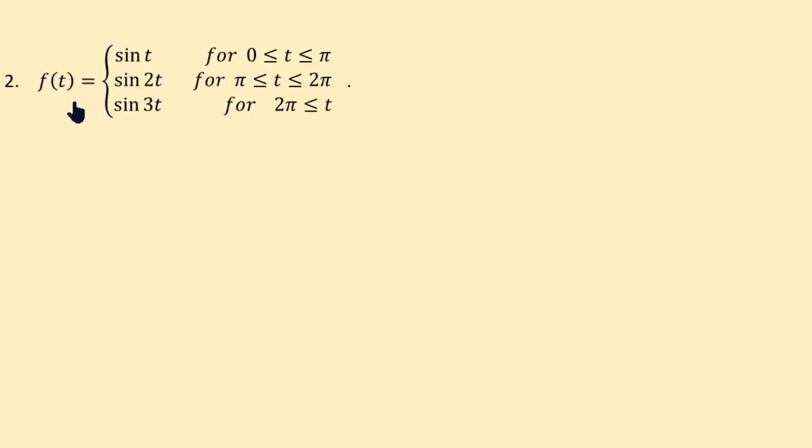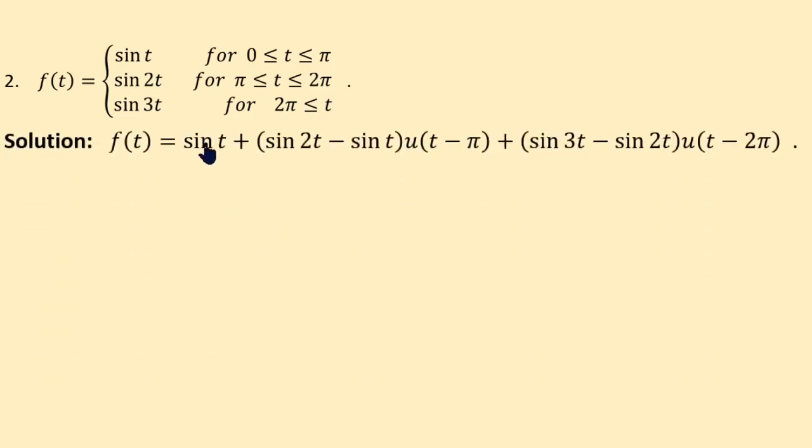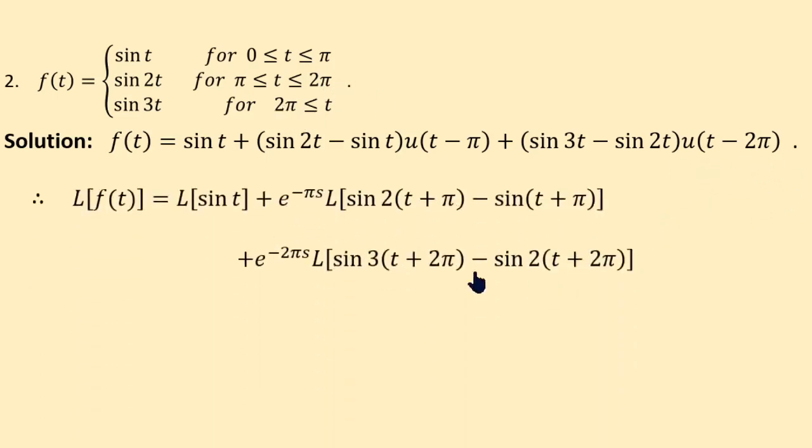One more example. F of t is sin t in the interval 0 to pi, sin 2t in the interval pi to 2 pi, sin 3t in the interval 2 pi to infinity. Therefore, first function sin t plus second function minus first function, sin 2t minus sin t, into unit step function u(t minus pi), and third function minus second function into unit step function u(t minus b), b means 2 pi. And then apply Laplace transform.